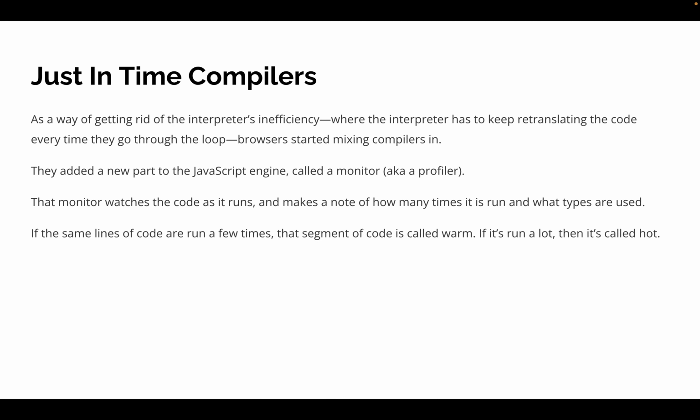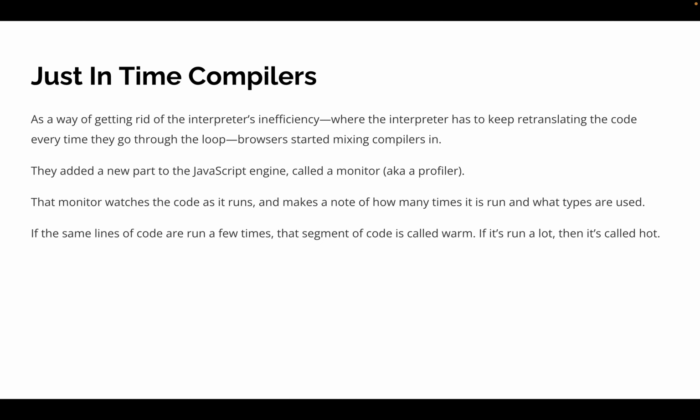As a way of getting rid of the interpreter's inefficiencies in the browsers at the time, where the interpreter has to keep retranslating the code every time it goes through a loop or something like that, browsers started mixing compilers in. So they introduced some kind of compilers that we will get into in the next slides. They added a new part to the JavaScript engine called the monitor, also known as a profiler. The monitor watches the code as it runs, makes a few notes of how many times it is run and what types are used.